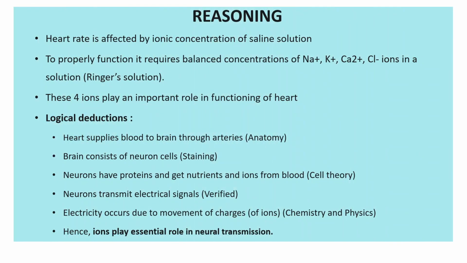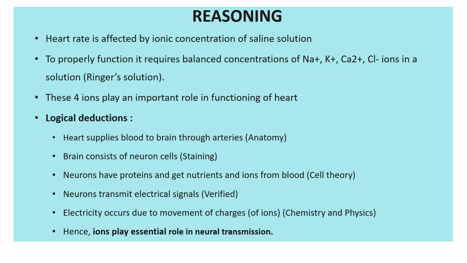So he found out that heart rate is affected by ion concentration. Okay, and what were those ions? Sodium, potassium, calcium, chloride, and there must be a balanced concentration for a heart to function. So that was called Ringer's solution, which is used in labs nowadays as well. And then he found out that those four ions are essential for the functioning of the heart. Okay. So what kind of logical deductions did he make?